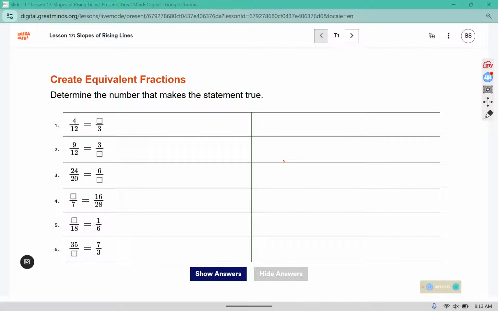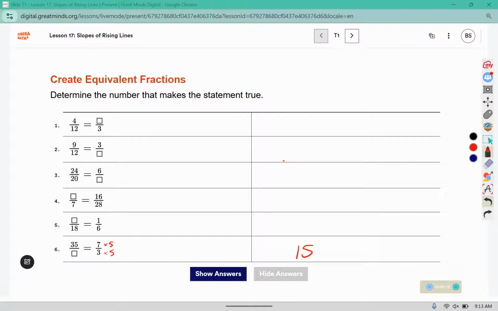Determine the number that makes the statement true. These are using simplified versions of the fractions. So if we were looking at 7 to turn it into 35, we would multiply 7 by 5 to get 35. So to fill in this blank, we need 3 times 5. So that would be 15.